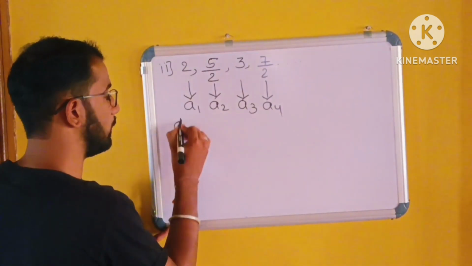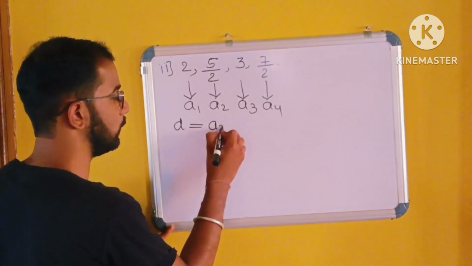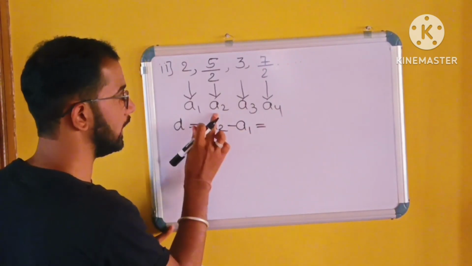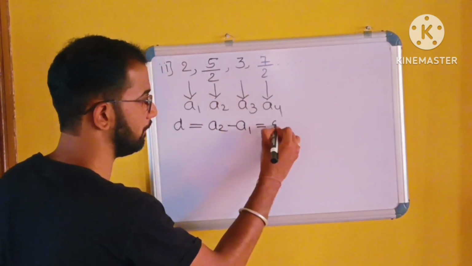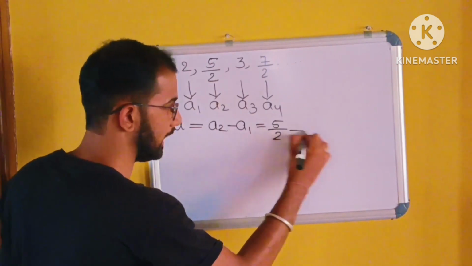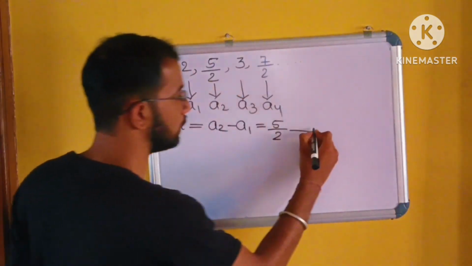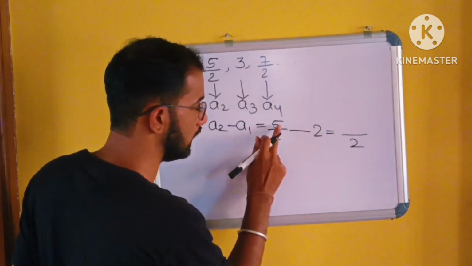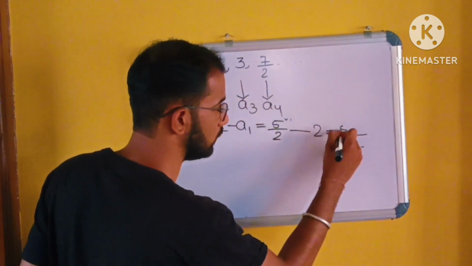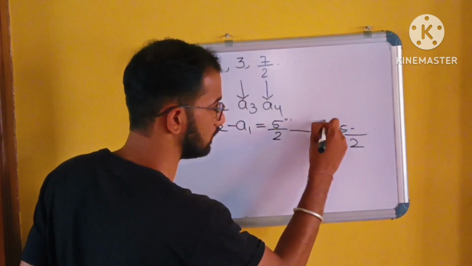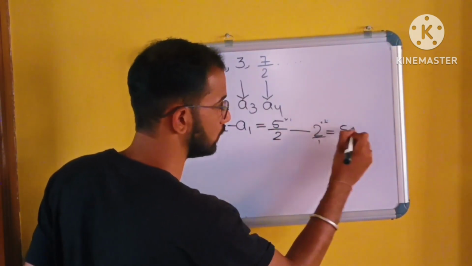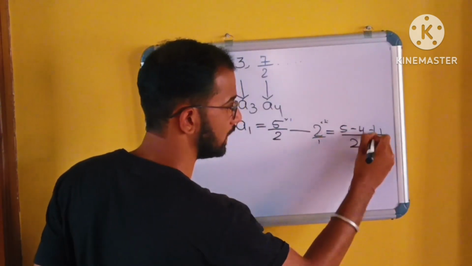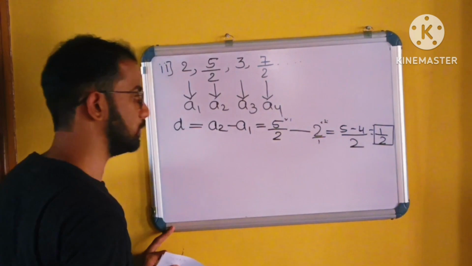So the common difference D is A2 minus A1. What is the value of A2? A2 is 5 by 2, minus A1, which is 2. If you take the LCM, the LCM is 2. 2 ones are 2, 5. Here the LCM for 2 is 1, that is 2. 2 twos are 4. 5 minus 4 is 1 by 2. The first difference is 1 by 2.